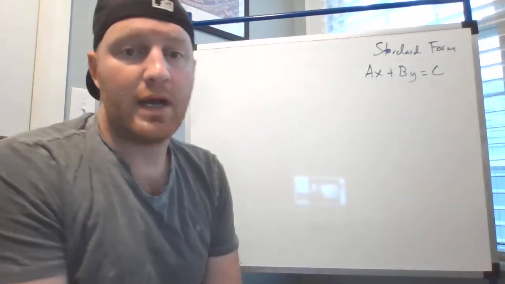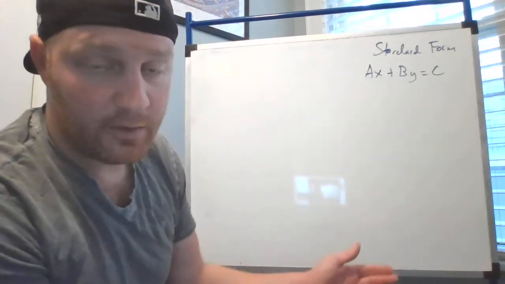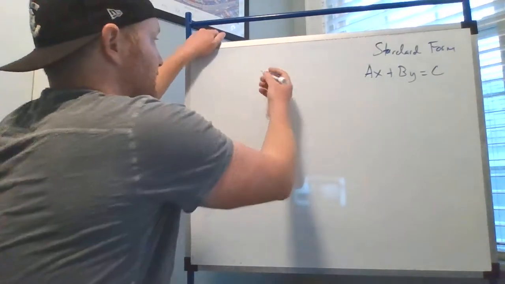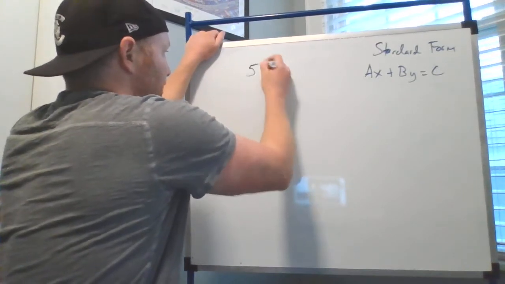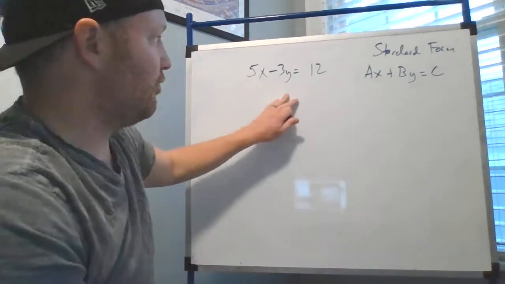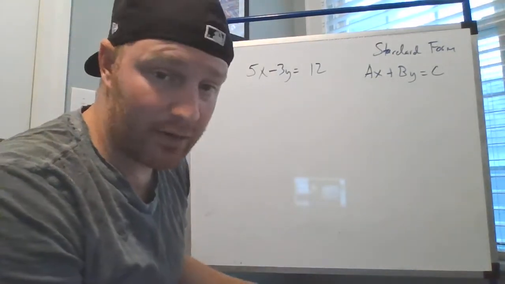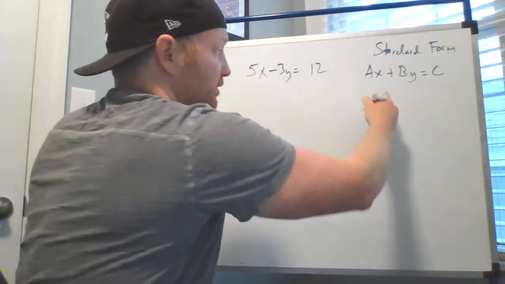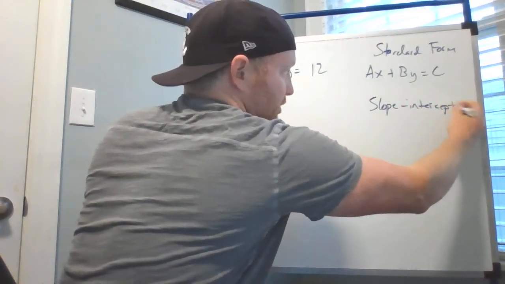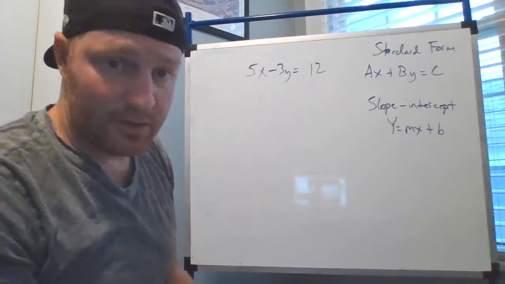Okay, so I'm going to show you guys how to graph a line that's written in standard form by putting it into slope-intercept form. If I have an example like 5x minus 3y equals 12, we can't graph that just yet because I don't know my slope or my y-intercept. I have to figure out a way to go from standard form into slope-intercept form, which is y equals mx plus b. And honestly, it's not that hard.